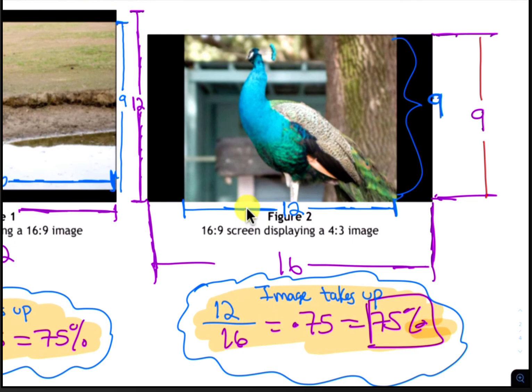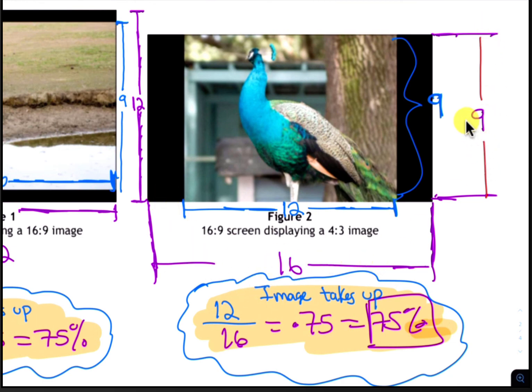So the image is 12 by 9. You see, the image is in the ratio of 4:3. But 4:3, if you multiply both of those numbers by 3, becomes 12:9. Now, the screen itself is in the ratio of 16:9. So we would say that the entire length of the screen is 16 and its height is 9. So the image is 12:9, the screen is 16:9.